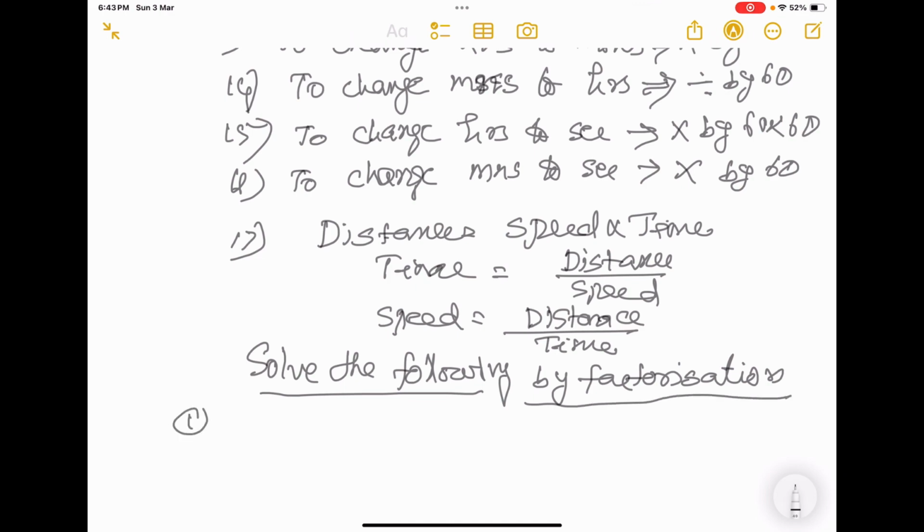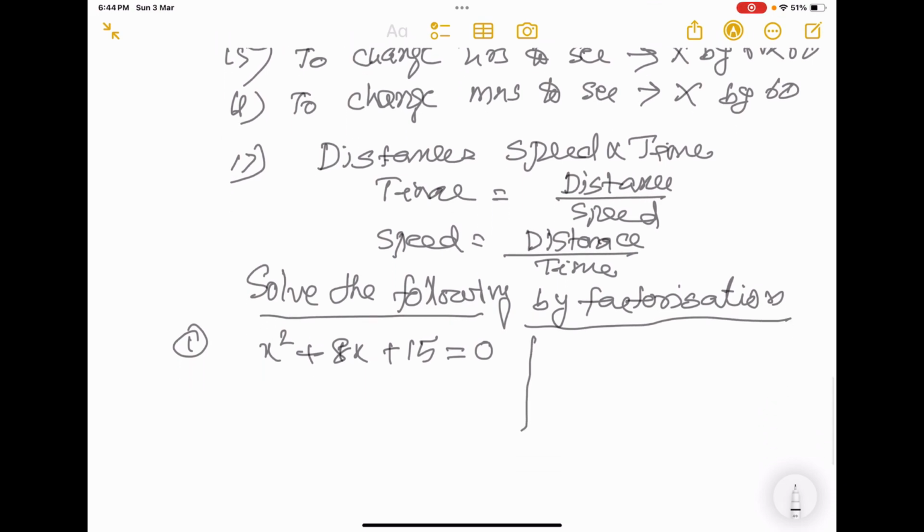First question. x square plus 8x plus 15 equal to 0. This is in the x square plus (a plus b) into x plus ab form. So we want to split the middle term. So we want to find out the numbers.